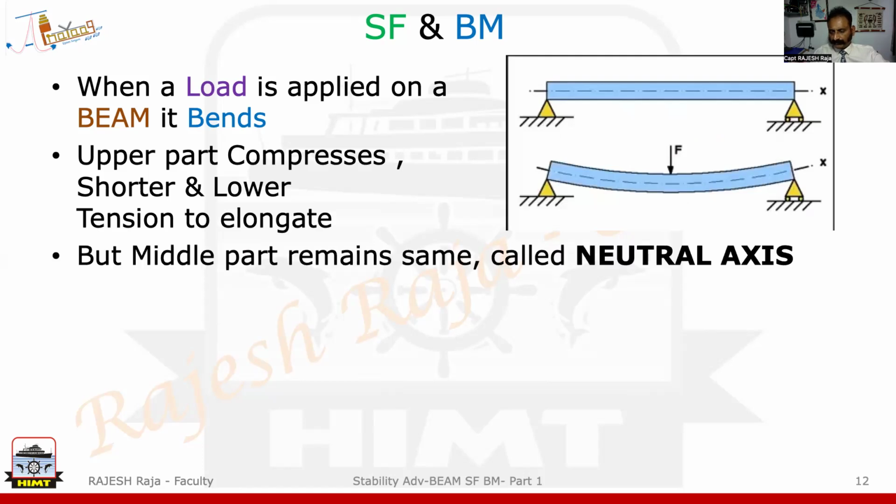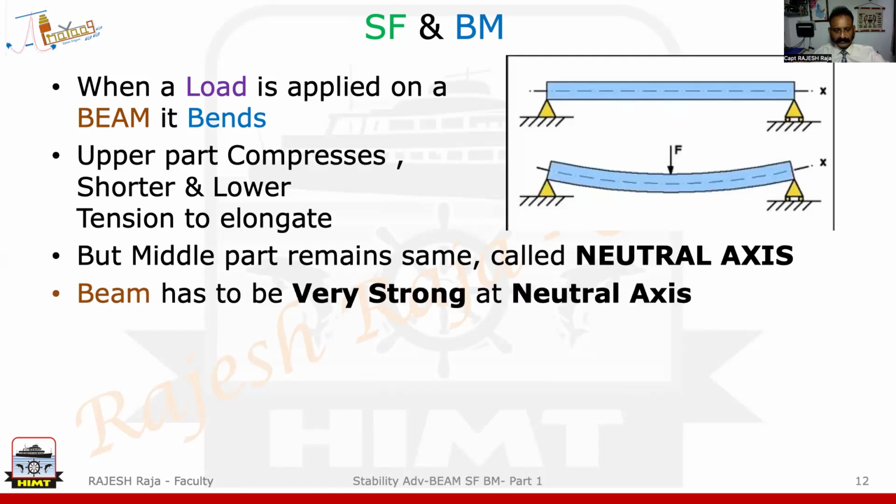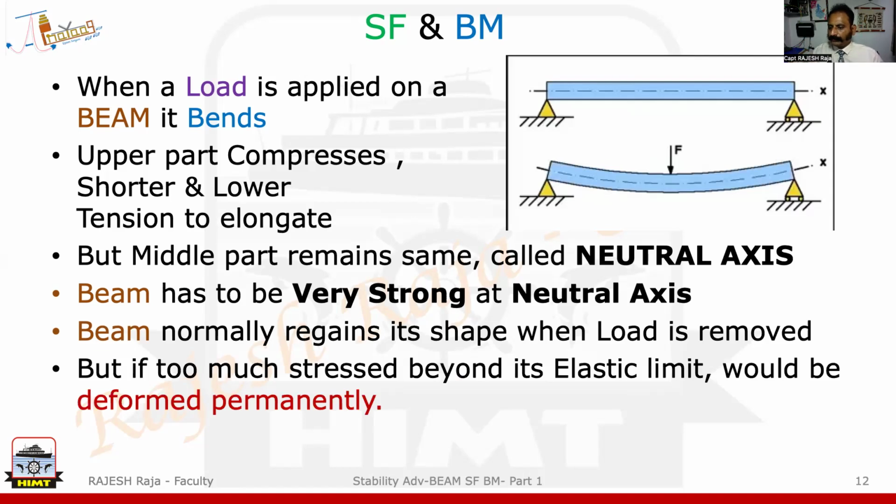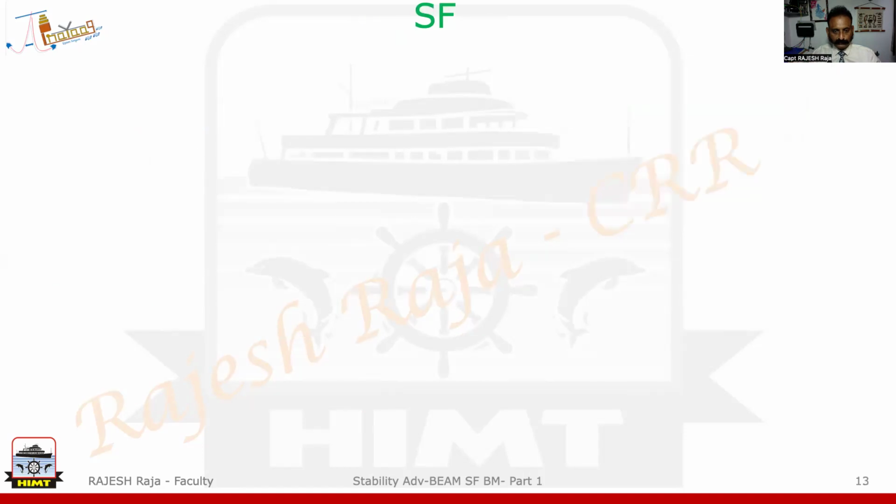But the middle part, please remember, exactly the middle part is called the neutral axis. And this neutral axis has to be strong for that particular beam to survive these stresses for a long time. Now, a beam normally, when you take off the load, will regain its shape back. It will come back to its original shape. But if you go beyond its elastic limit, you should realize that there could be a permanent deformation. That means it cannot come back. There's something, again, elasticity of your subject in physics, what we have learned in school also.